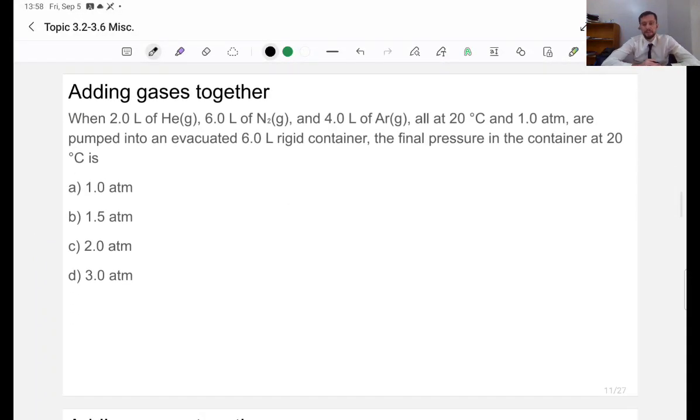Okay, adding gases together. When 2 liters of helium, 6 liters of nitrogen, and 4 liters of argon, all at 20 Celsius and 1 atm, are pumped into an evacuated rigid container, the final pressure of the container at 20 degrees Celsius is what? So this is, I noticed several of these in the practice problems, and to me they're kind of weird.